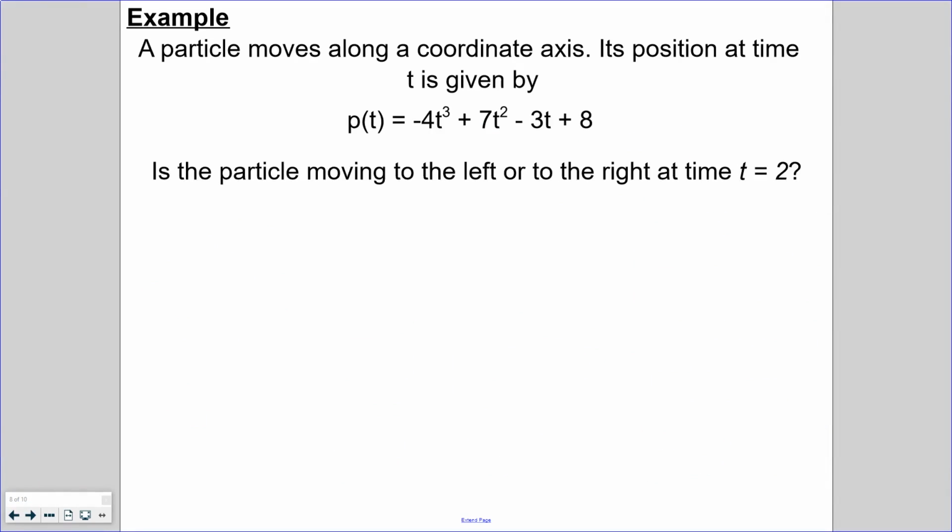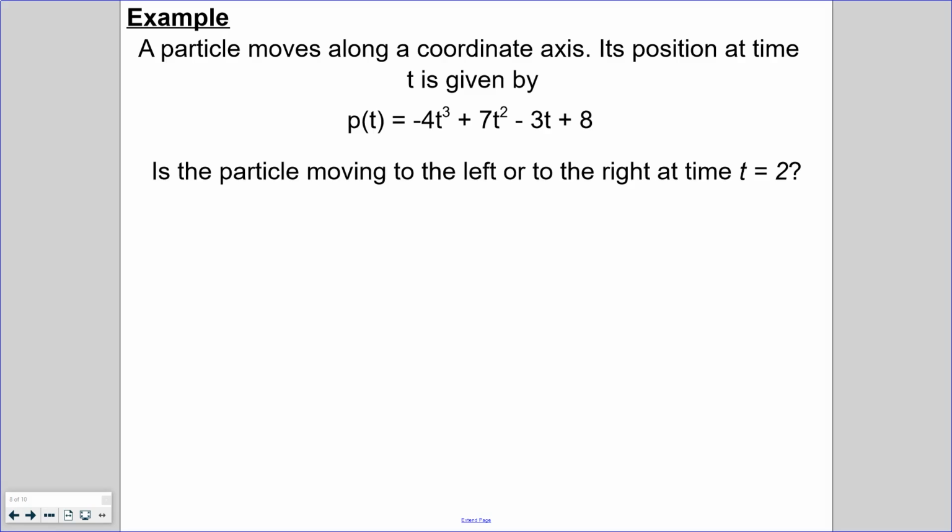All right, in this example, we're told a particle moves along a coordinate axis. Its position at time t is given by p of t equals negative 4t cubed plus 7t squared minus 3t plus 8. And we're being asked, is the particle moving to the left or to the right at t equals 2?